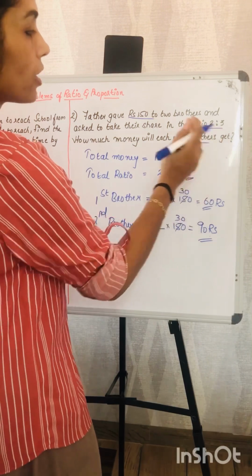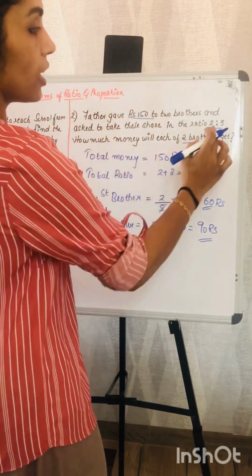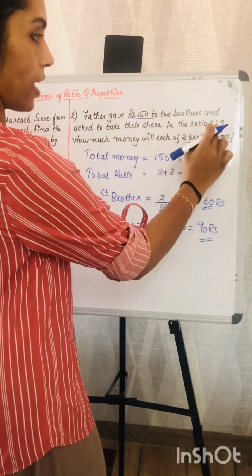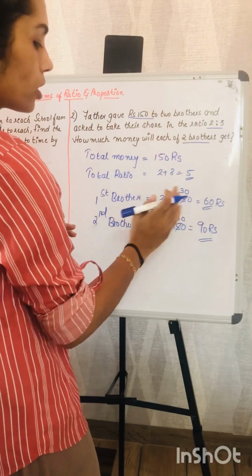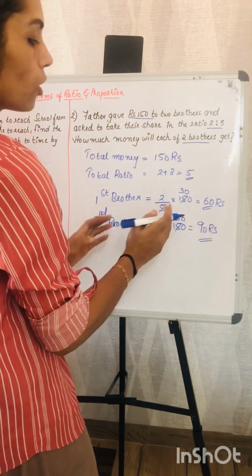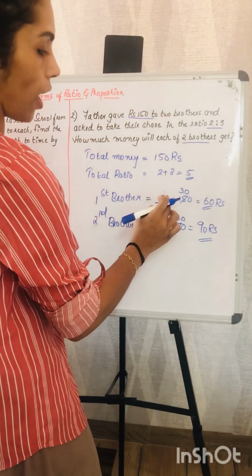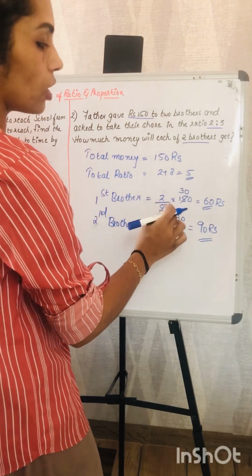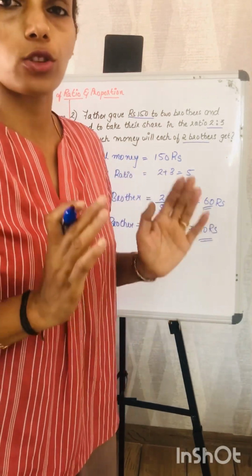So from the total part 150, the ratio 2 and 3 you get. So in order to find particularly what is given to the first person, from the total ratio you have to find the part from the total money. So this is how we have to solve this problem.